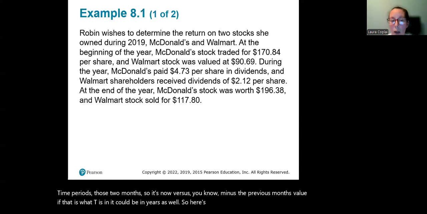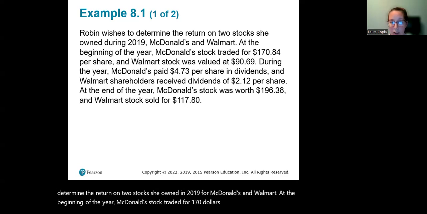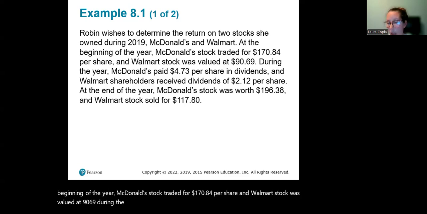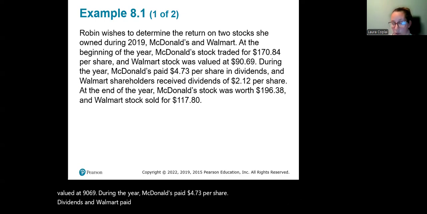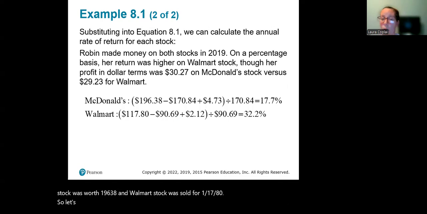So here's an example. Robin wishes to determine the return on two stocks she owned in 2019, McDonald's and Walmart. At the beginning of the year, McDonald's stock traded for $170.84 per share, and Walmart stock was valued at $90.69. During the year, McDonald's paid $4.73 per share in dividends, and Walmart paid dividends of $2.12. At the end of the year, McDonald's stock was worth $196.38 and Walmart stock was sold for $117.80. So let's substitute those values into equation 8.1 to calculate the annual rate of return for each stock.